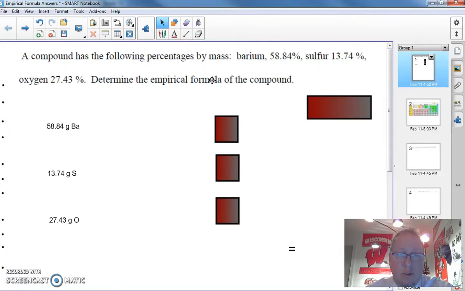And the assignment, you can read the assignment for yourself, but barium is 58.84%, sulfur is 13.74%, and oxygen is 27.43%. First thing I'm going to do in this problem is assume that the sample is a 100 gram sample, because that just makes converting these percents into grams very simple. All I have to do is change the unit.